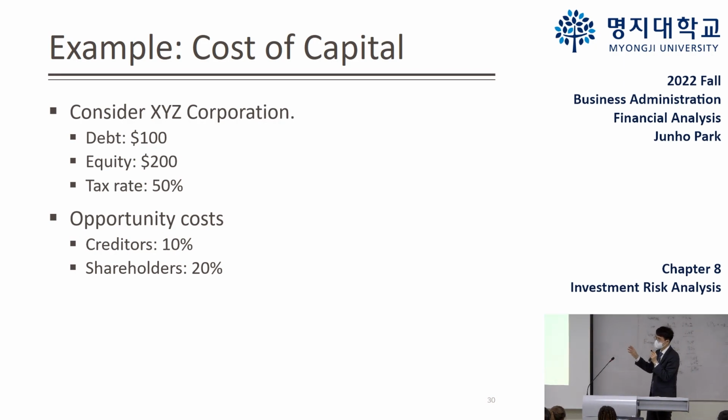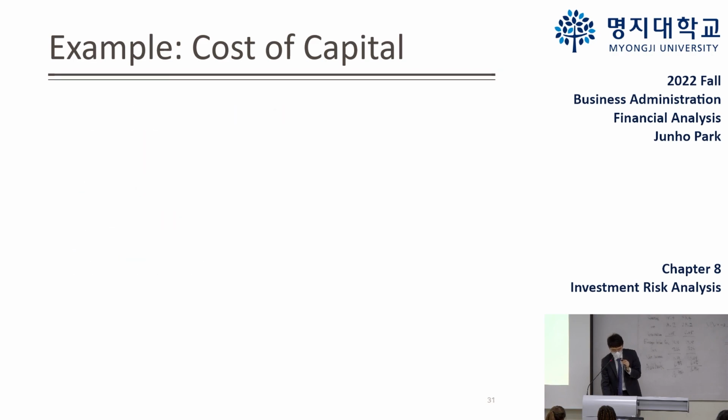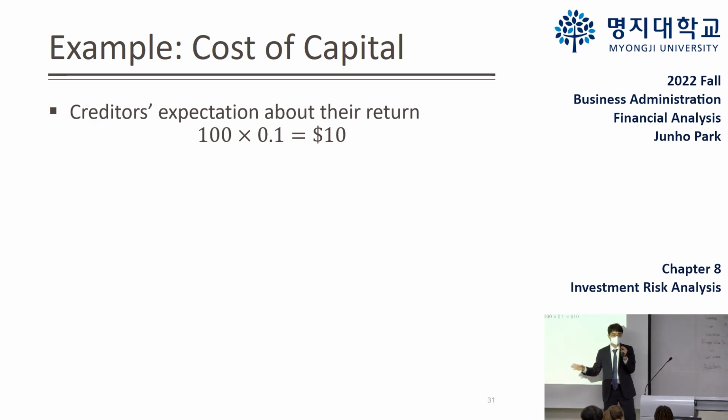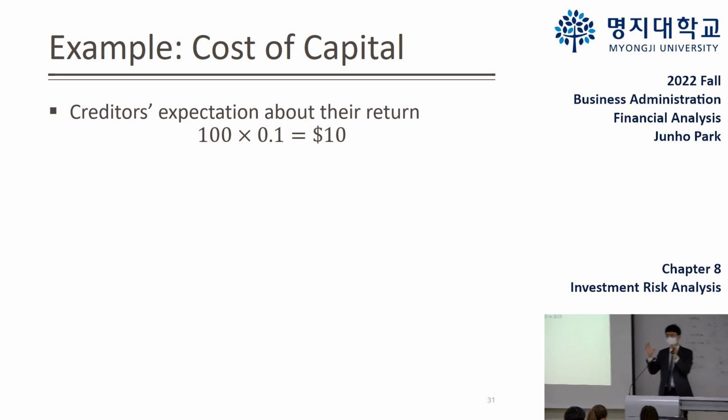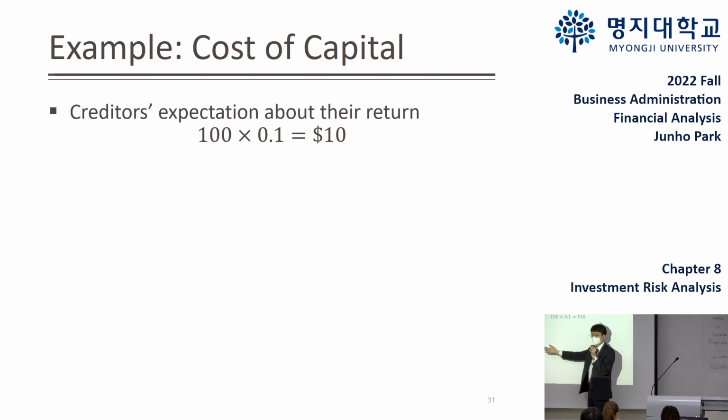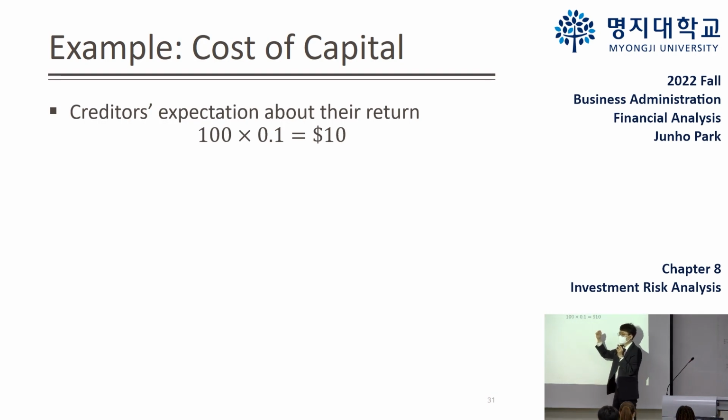And then the company needs to think about what to be returned for them. The first thing is that the creditors, the debt holders, demand a certain level of income because they have invested their money, and they expect to have at least 10% because they have given up certain other opportunities. Therefore, this is the minimum they want to have from your company. And because the total amount of debt is 100, the expectation about their return is $10 in the next year.